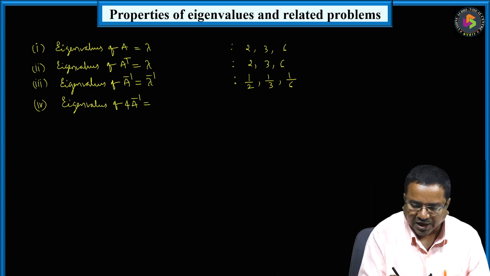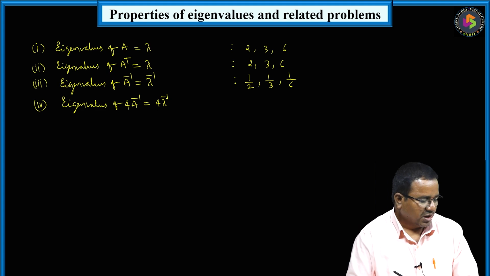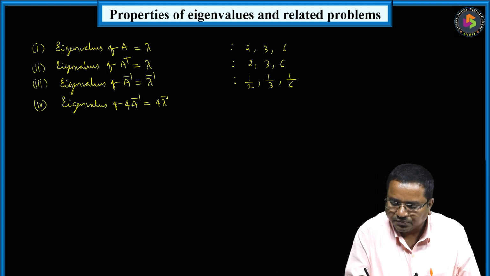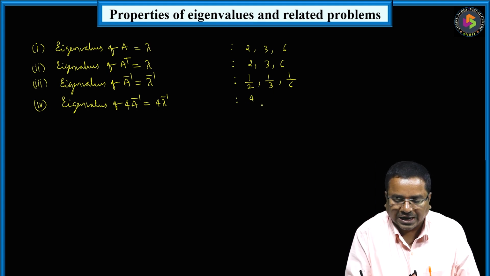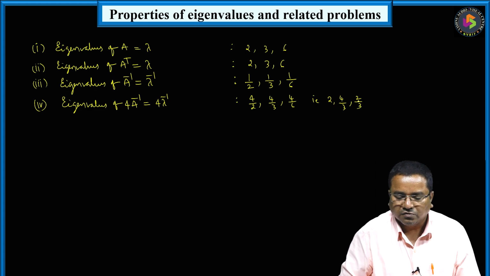So therefore, the eigenvalue of this one is 4A inverse. So 4 lambda power minus 1, or 4 by lambda. So just multiply with 4 for lambda inverse, we will get 4 by 2, 4 by 3 and 4 by 6. That is 2, 4 by 3 and 2 by 3 are eigenvalues of 4A inverse.